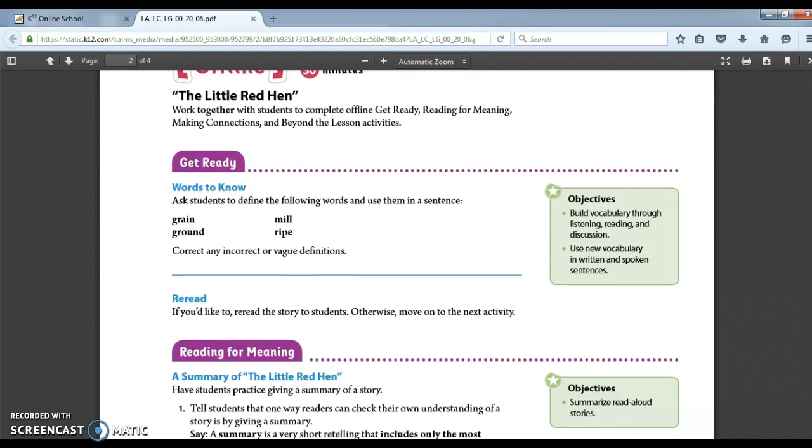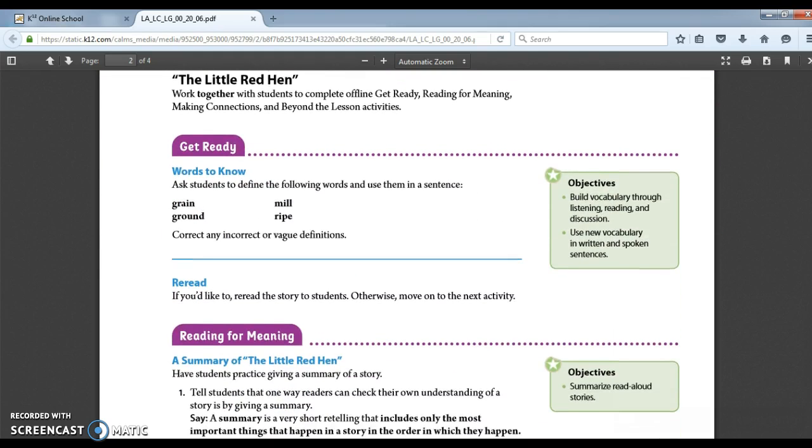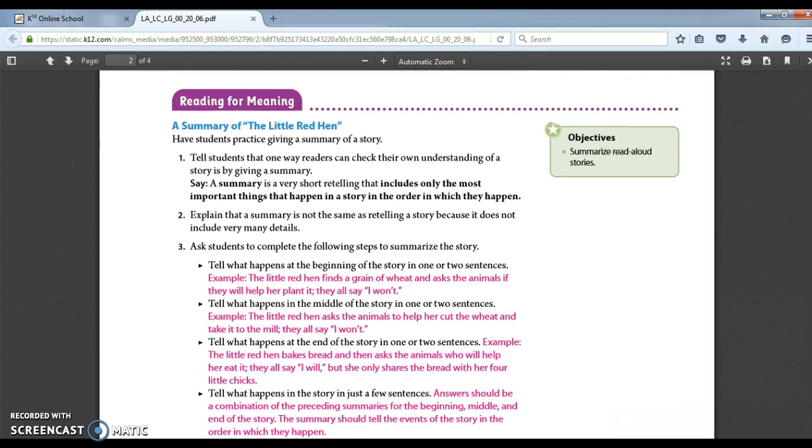Today we're going to be talking about how to give a summary of a story. A summary of a story is a very short retelling of the story that includes only the most important things that happen in a story in the order in which they happen. Now, a summary, boys and girls, is not the same as retelling a story because a summary does not include very many details. It only includes the most important things that happen in the story, and it tells the story in the order in which they happen.